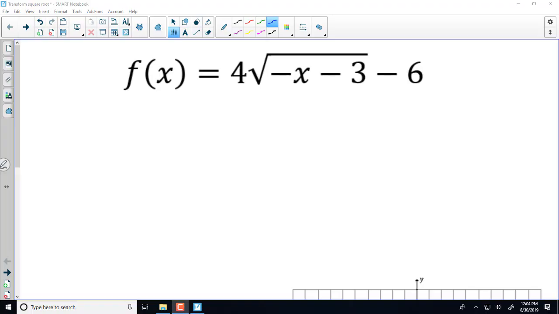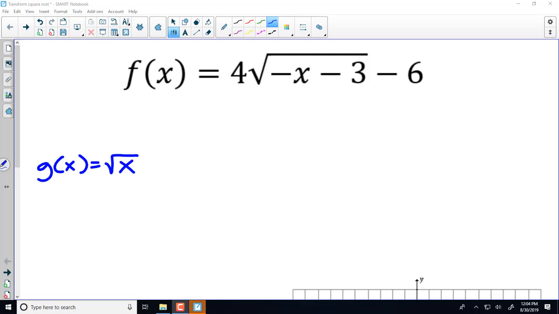Hello everyone. Well, what do we got here? We got a square root function. It is a modified version of the original square root function, g of x equals square root of x. You can tell that by the square root symbol in the f of x function.